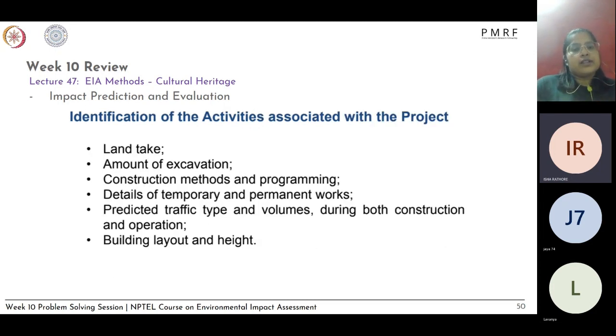And then we need to do identification of activities which are associated with the project, which can cause cultural heritage dissemination or disintegration. So these include land take or land use, the amount of excavation which the development is going to require, construction methods and programming which are going to be used, the details of temporary and permanent works, the predicted traffic flow volumes during both the construction and operation phase, building layout and height in terms of visual and integrity effects. So you need to identify the activities which are going to cause changes in cultural heritage.